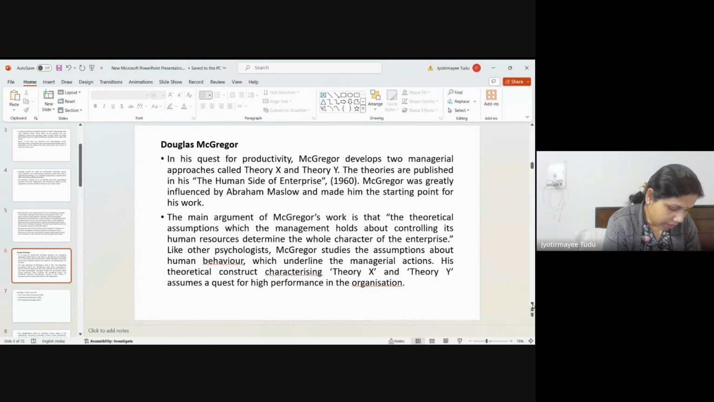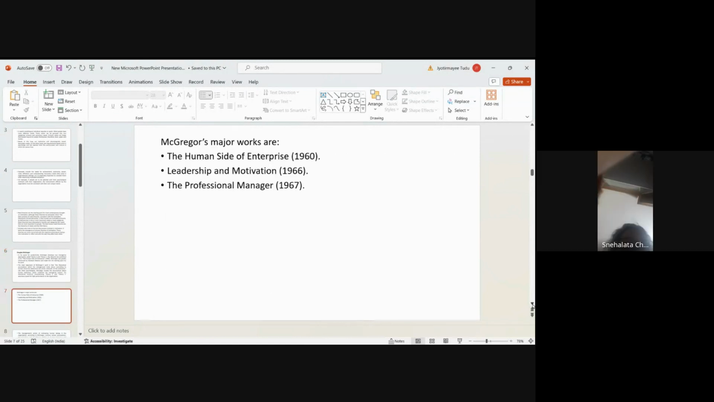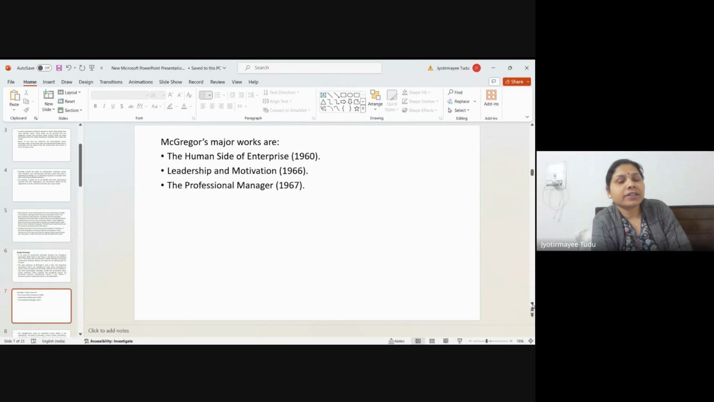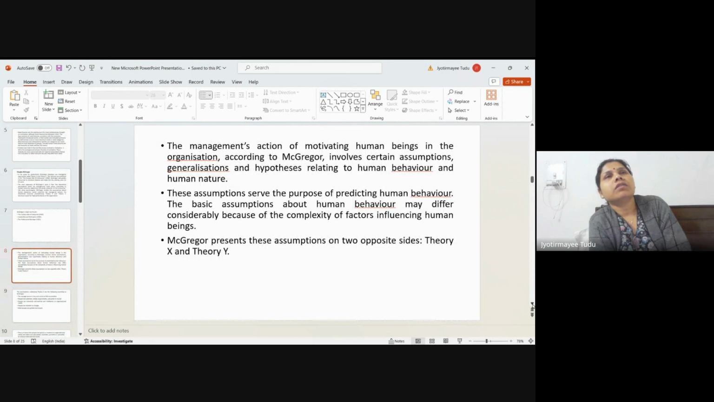So in that regard, let me bring your attention towards some major works of McGregor, like The Human Side of Enterprise, Leadership and Motivation, and The Professional Manager. These are his classic works, which extensively analyzed how the concept of motivation has been applied in the context of the organization, or is supposed to work out in the organization.